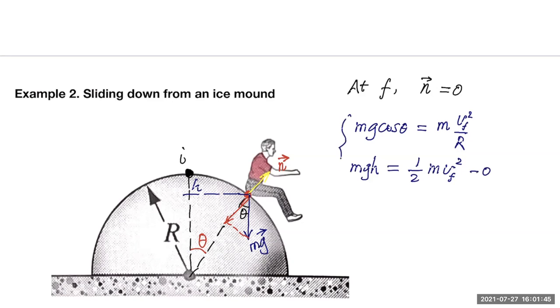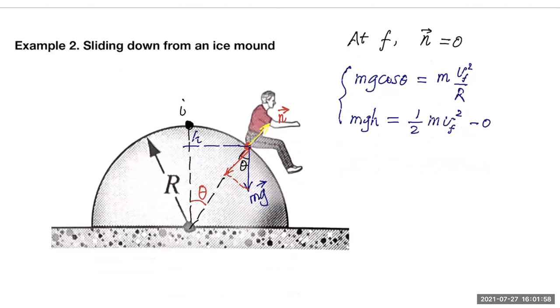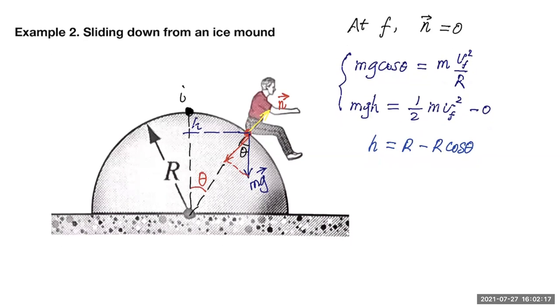Okay, so we have a pair of equations, just like we saw in the previous problem. The first equation is Newton's second law applied to the final point. The second equation is the work energy theorem relating initial and final points. So all we have to do really is to clean things up a little bit and find theta by eliminating v final. We know that h equals r minus r cosine theta, just like we saw in the previous problem.